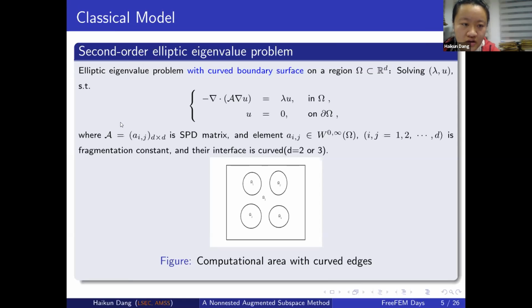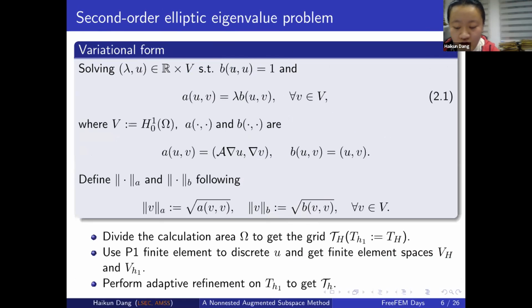Here the coefficient A is an SPD matrix, and the elements Aij in this matrix are constants. Okay, here is the variational form for the eigenvalue problem. And we define the norm A and the norm B according to the bilinear forms.